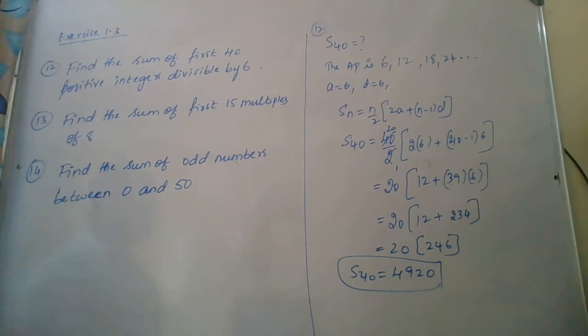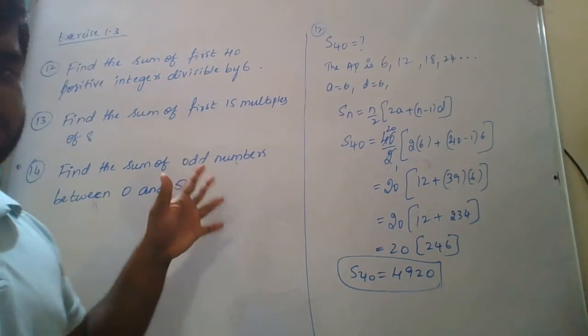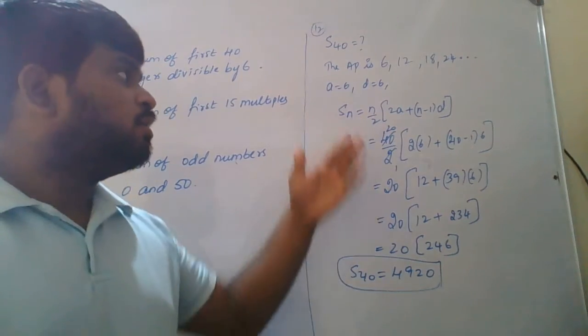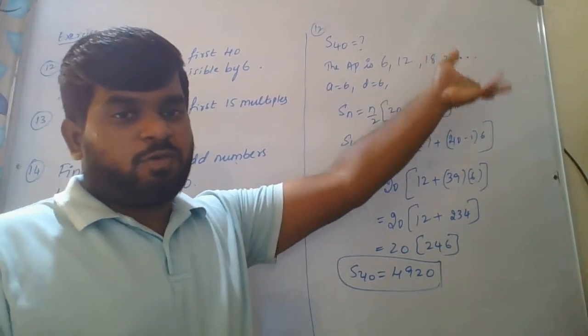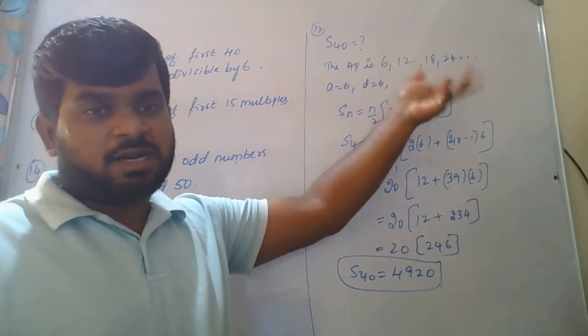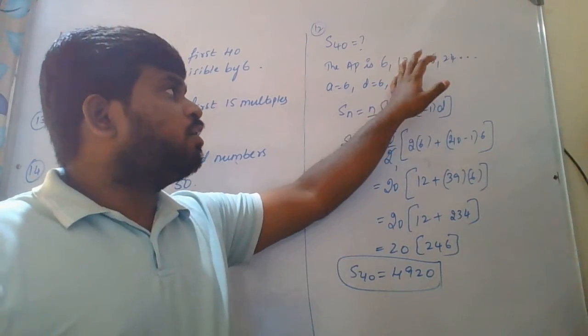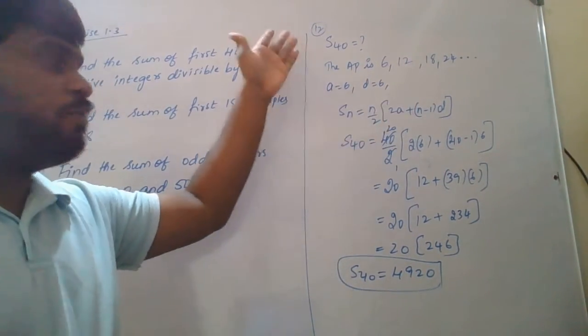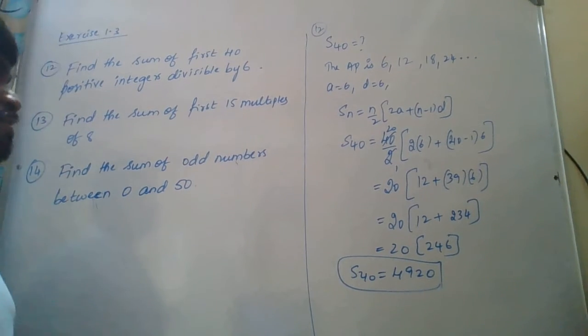It's very simple. You have the AP, the numbers that are divisible by 6: 6, 12, 18, 24 and so on. So these are the numbers that are divisible by 6. You have the A value and the D value. So you have to find S40, using the formula. That's it. A very simple one.